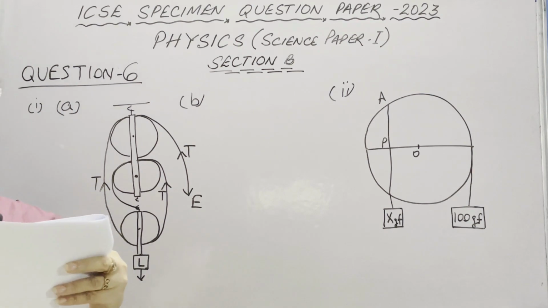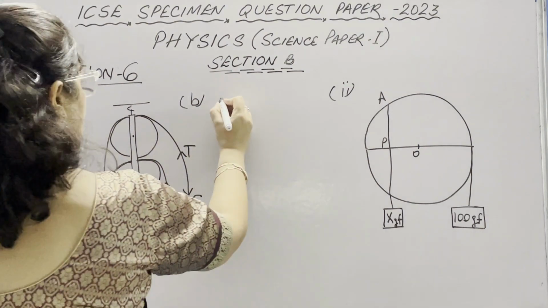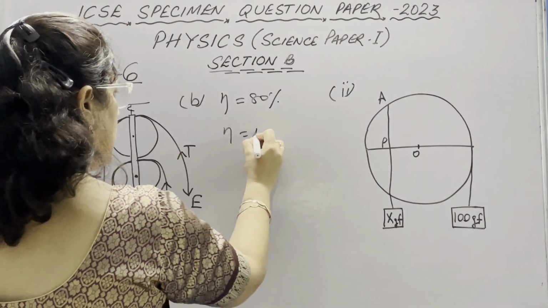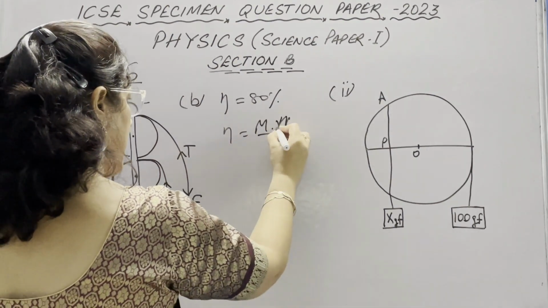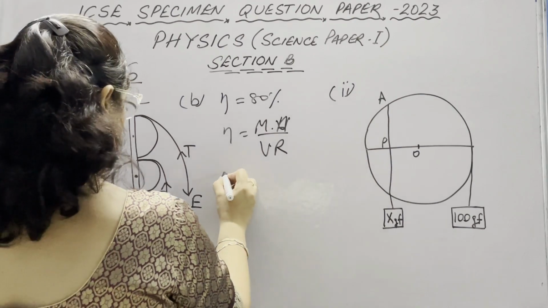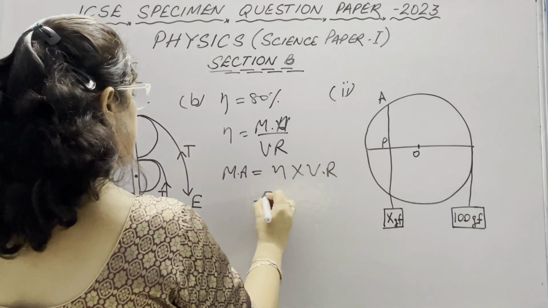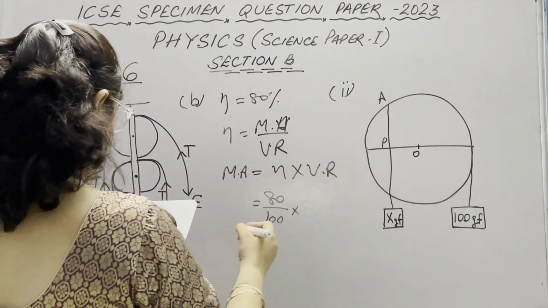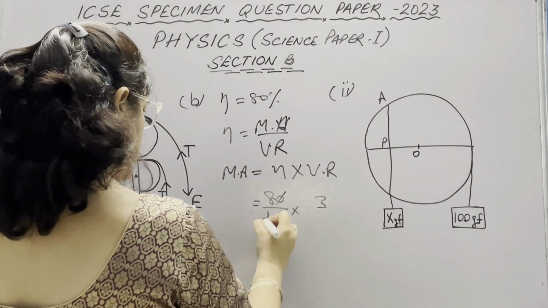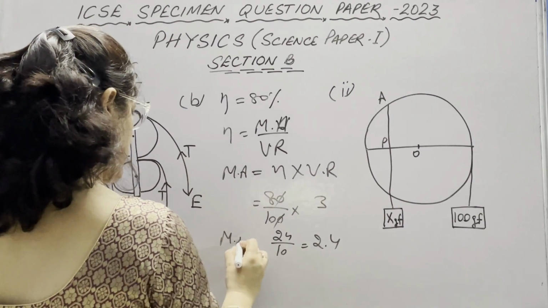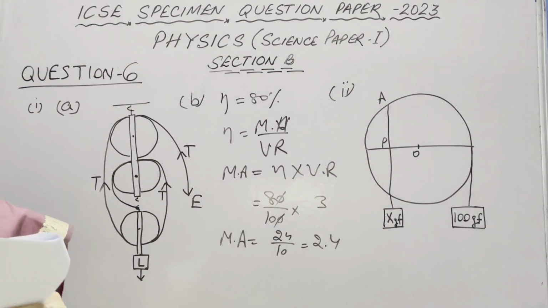Now in the B part of this question, calculate the MA of this pulley system if its efficiency is 80%. Efficiency is equal to MA upon VR. Now MA is equal to efficiency into VR. Efficiency is given as 80%, so 80 upon 100, and VR we know is 3. So 24 upon 10, it means 2.4. MA has no unit, so MA is equal to 2.4. This is our part 1.